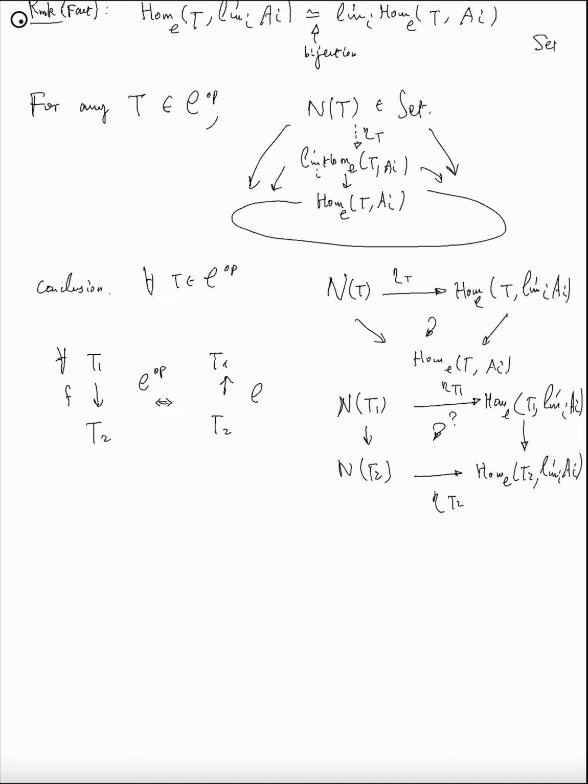Let's call this F. So this is composition with F. You have T2 to T1, and we map T1 to composition with T2. So like this. This is N of F.